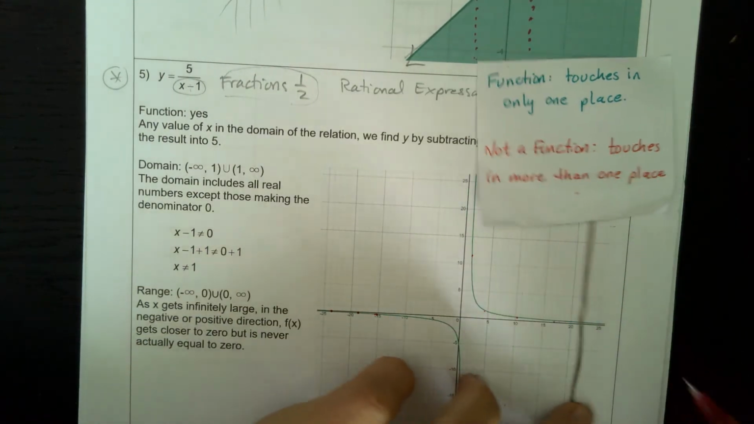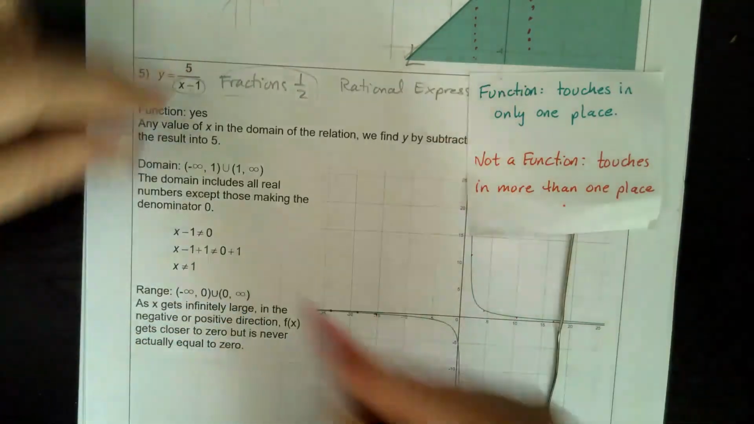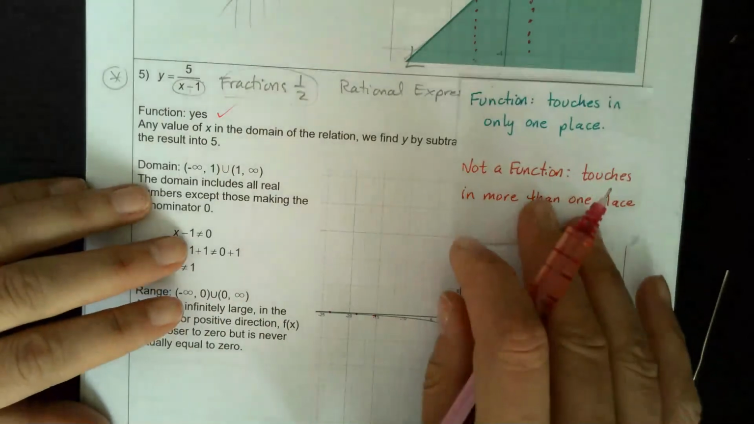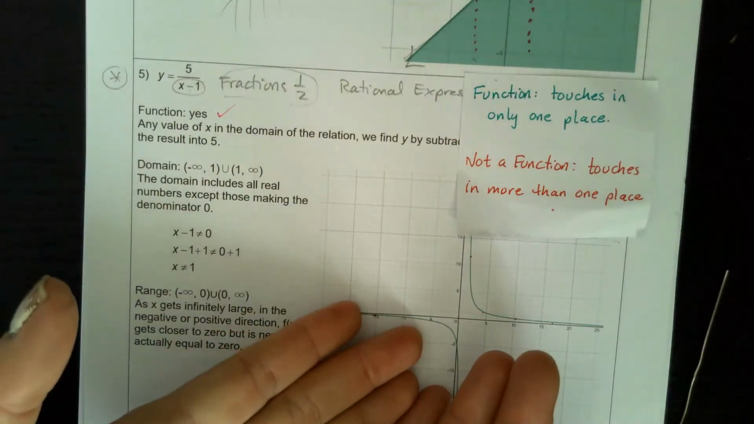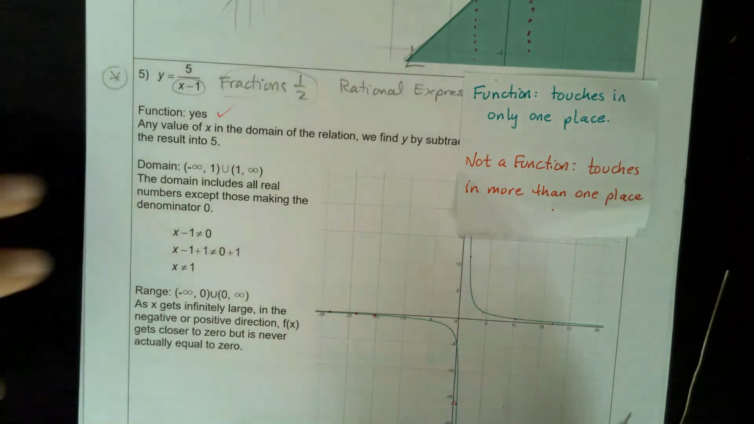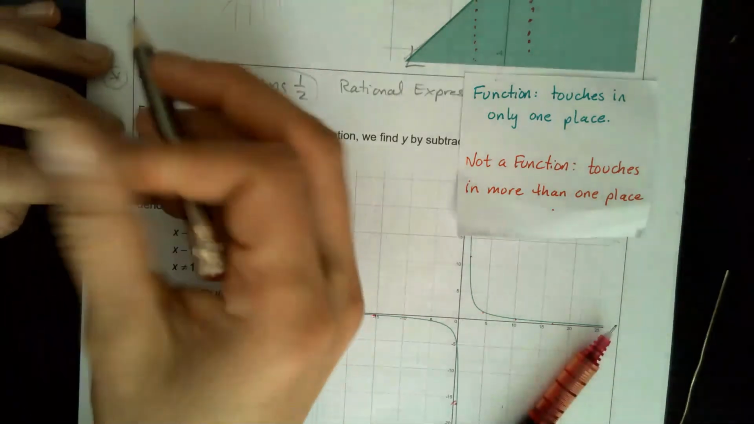So because it only touches in one place, I know, yes, it's a function. Okay? Now say I don't want to draw it. I want to just look here and say, is it a function? Okay, so let's check. Let's pick an easy number.